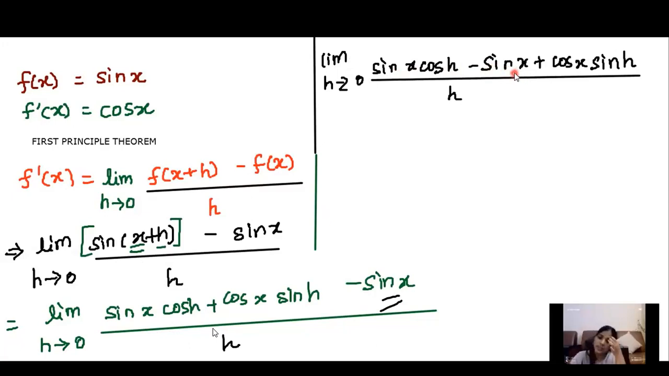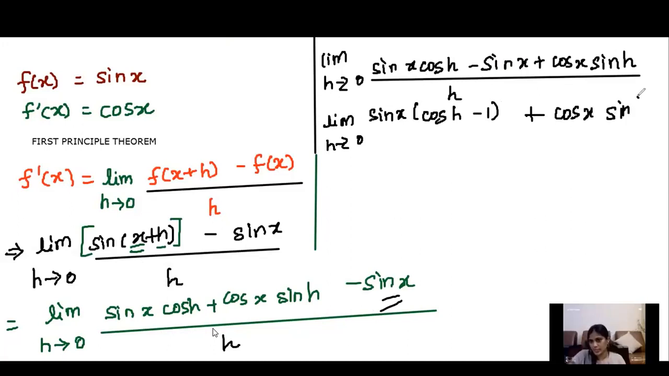ஸோ இங்க இருந்து நான் என்ன பண்ண போறேன்னா sin x-ஐ காமனா வெளியில் எடுக்க போறேன். இங்கேயும் sin x இருக்கு, இங்கேயும் sin x இருக்கு. ரைட், ஸோ ஐம் கோயிங் டு டேக் அவுட் sin x ஆஸ் த காமன் டேர்ம். ஸோ sin x-ஐ நீங்க வெளியில் எடுத்தீங்கன்னா யூல் பி லெஃப்ட் வித் cos h - 1 + cos x sin h, whole upon h.